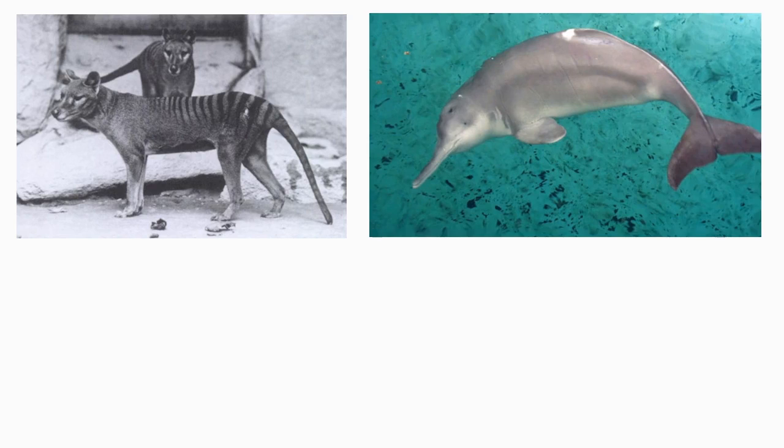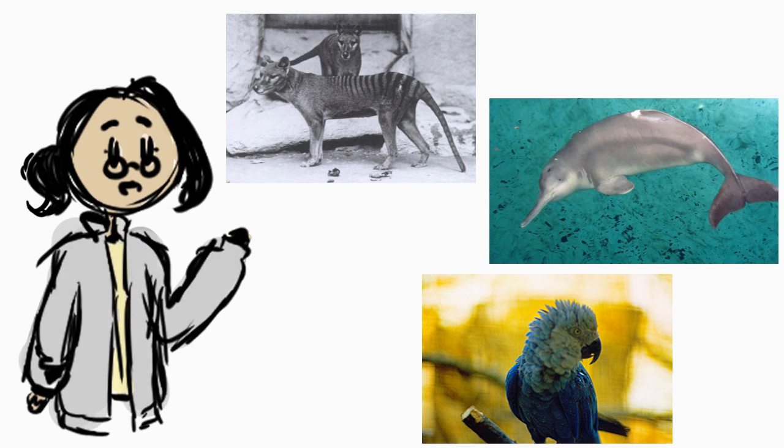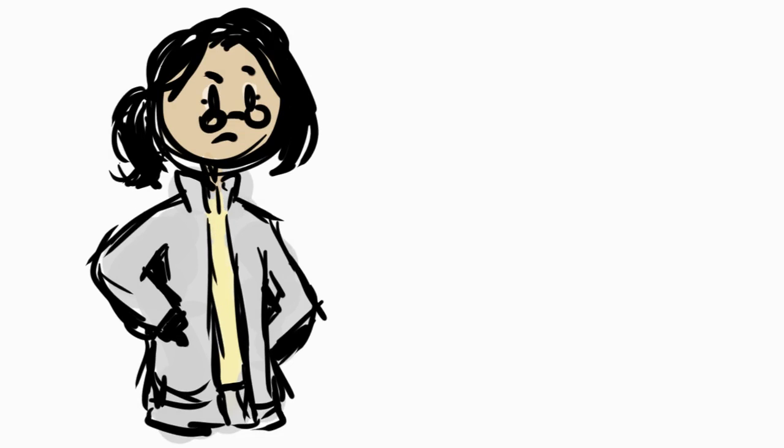The thylacine, the baiji, Spix's macaw. What do all these species have in common? Well, besides the fact that they're all very cool and awesome species that have existed, all of these are species that have gone extinct, partially due to human interference. Yeah, go on, feel bad about the actions of our species. We all deserve that guilt.